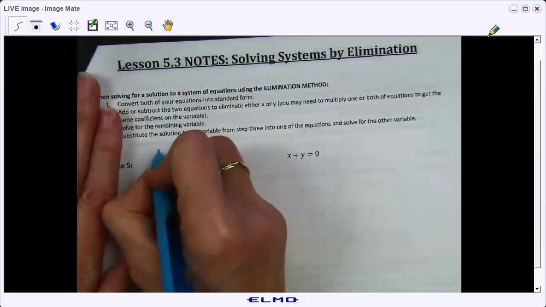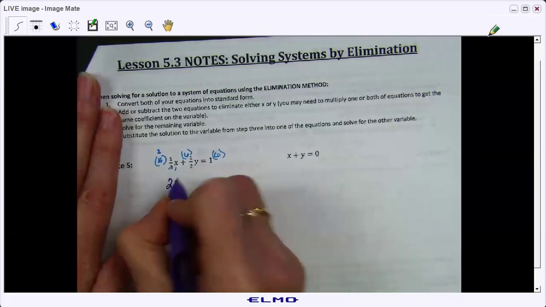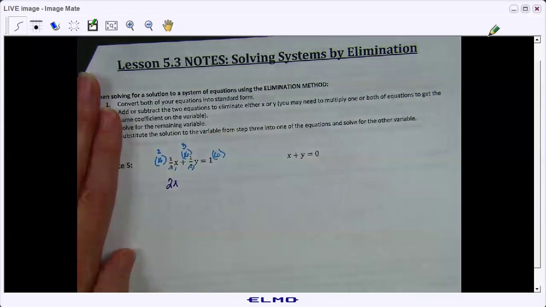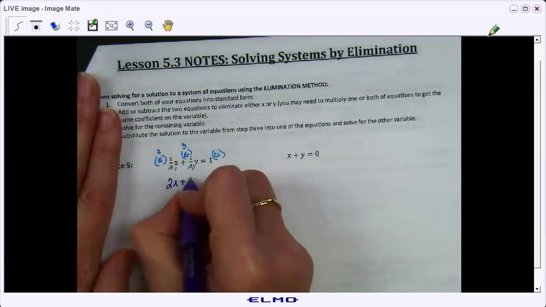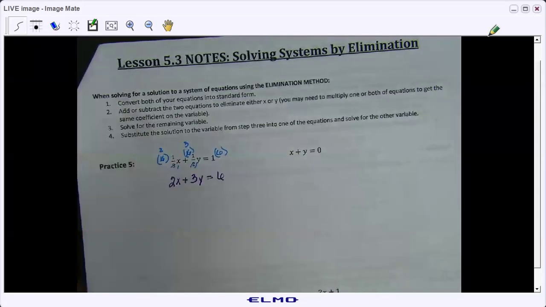So this one becomes 2x. This becomes 3y. And then 6 times 1 becomes 6.